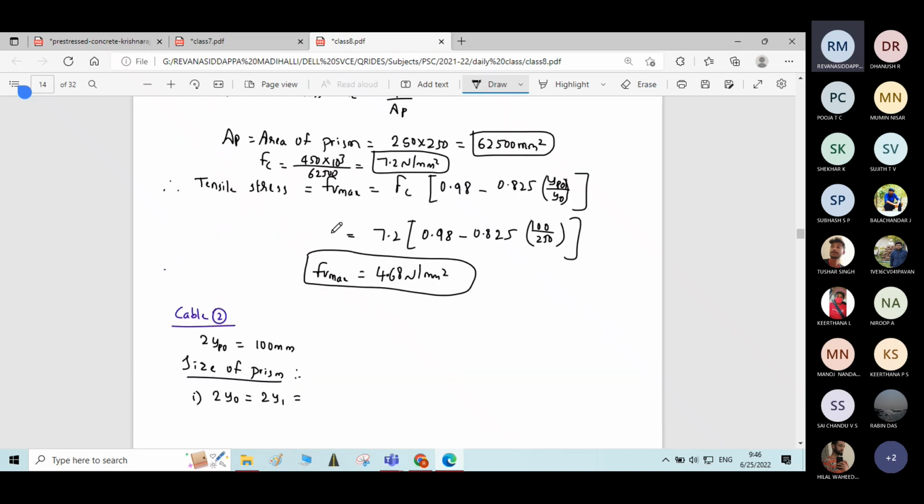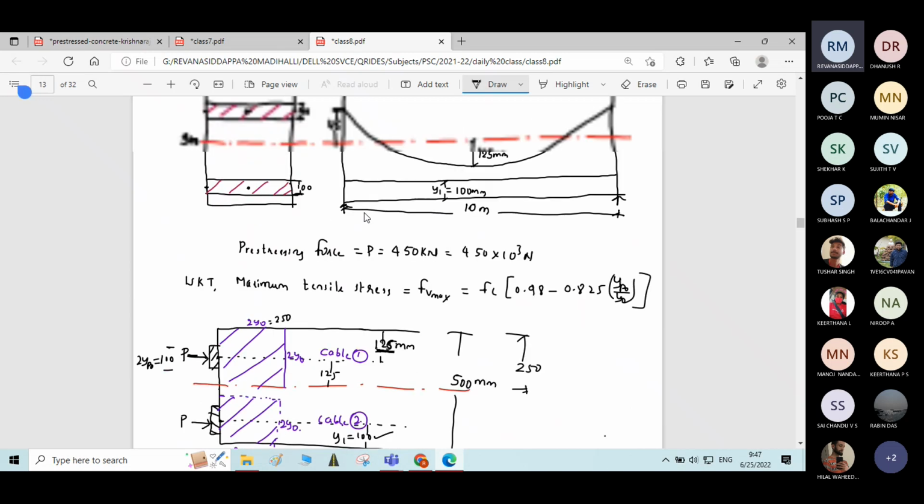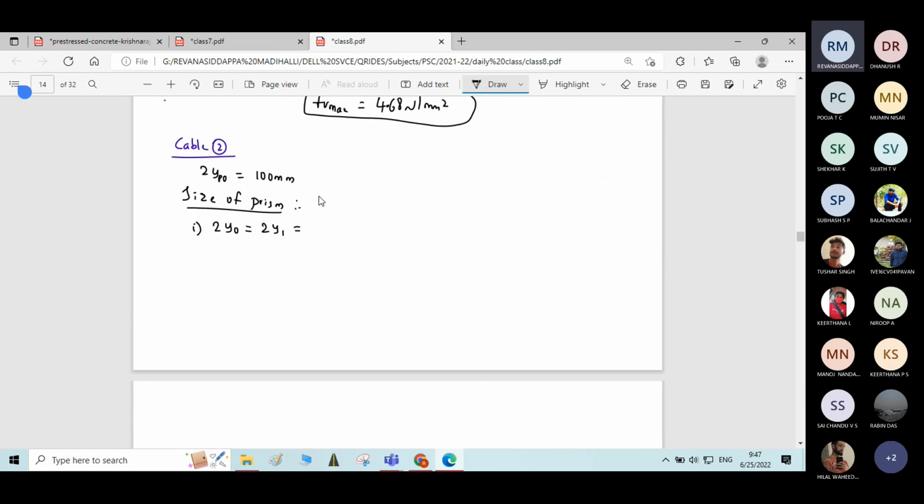For the second plate, the bottom fiber is the nearest extreme fiber from the centroid of the plate. That distance is directly given here. It is a straight cable having a distance of 100 mm from the soffit of the beam. So this itself becomes the y1. At the beginning I have mentioned y1 is equal to 100 mm. Therefore here it is 2 into 100, so 200 mm.